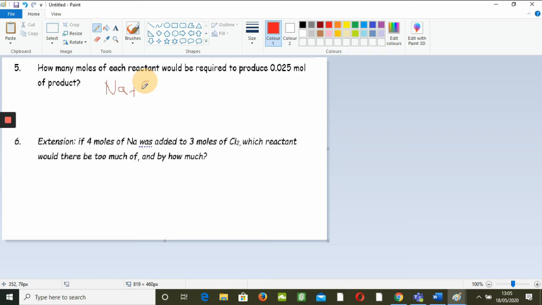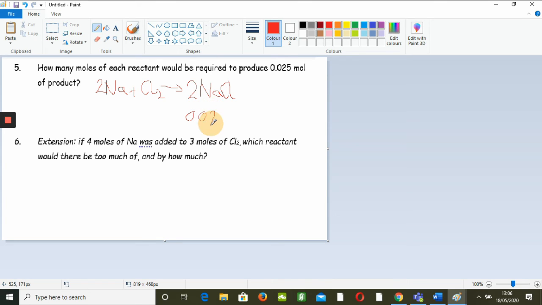So the equation was sodium reacting with chlorine, and it was 2 moles of sodium to produce 2 moles of sodium chloride. Just a reminder that the word reactant does mean the substances which are reacting together. So in this question, the reactants would be sodium and chlorine. So if we wanted to produce 0.025 moles of product, that would be over here. And for this question, we need to work back the way.